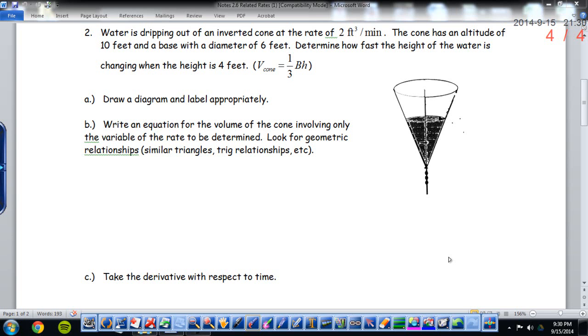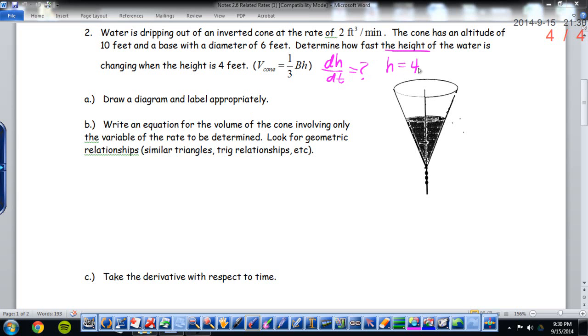Okay, so the first thing that jumps out at me is I'm trying to find how fast the height of the water is changing. So I'm looking for the rate of change of the height. So what I am looking for is dH/dt. And as soon as I figure out what I'm looking for, I'm going to write it down. So dH/dt is what I'm looking for. And I want to find dH/dt when the height is 4, so when h is 4.